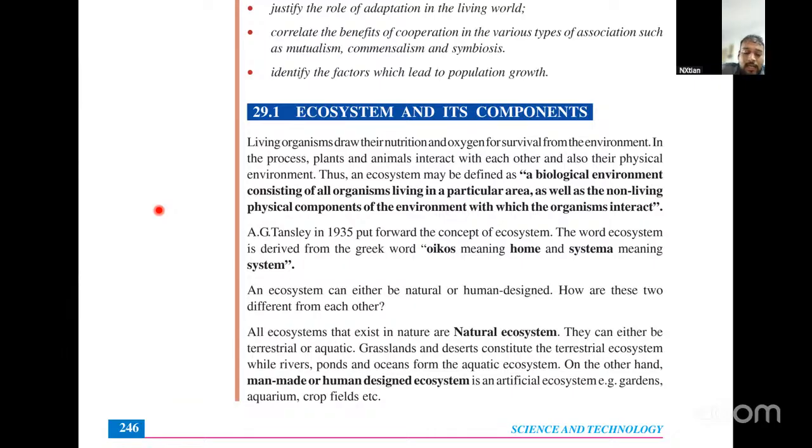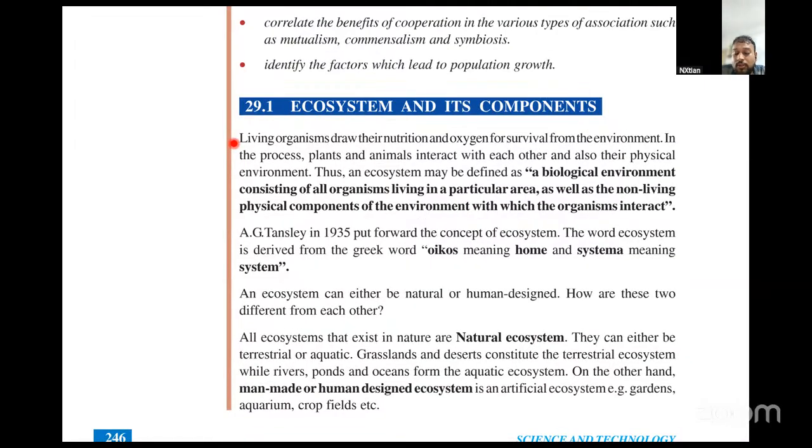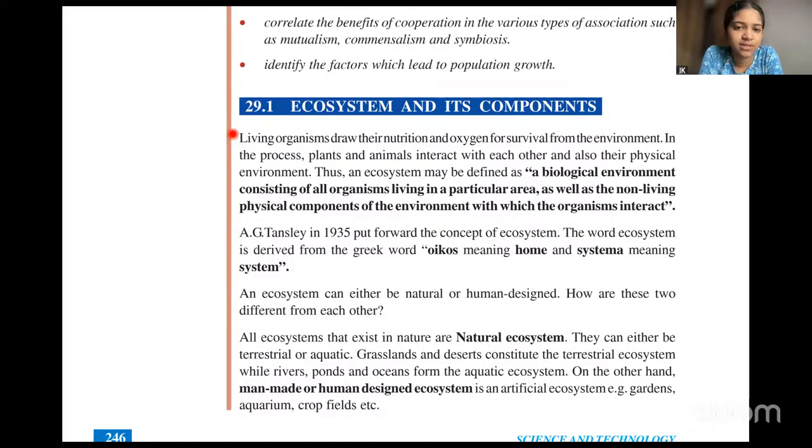Okay, so ecosystem and its components. What do you mean by ecosystem? Can you read this, Joshua? Ecosystem and its components. Living organisms draw their nutrition and oxygen for survival from the environment. In the process, plants and animals interact with each other and also with their physical environment. Thus, an ecosystem may be defined as a biological environment consisting of all organisms living in a particular area, as well as the non-living physical components of the environment with which the organisms interact.